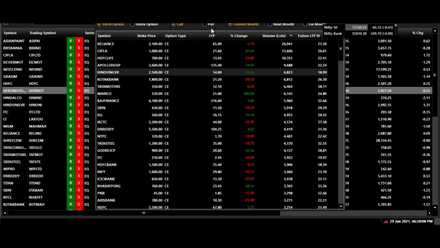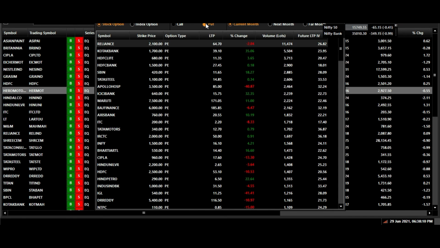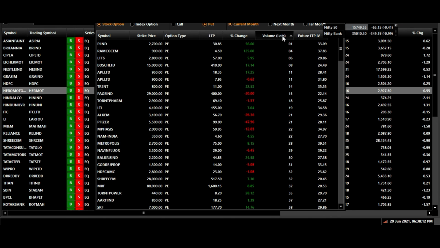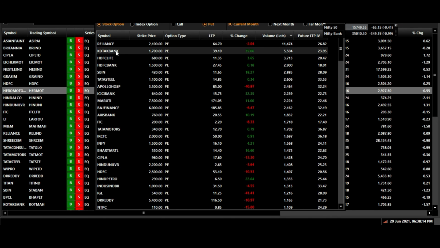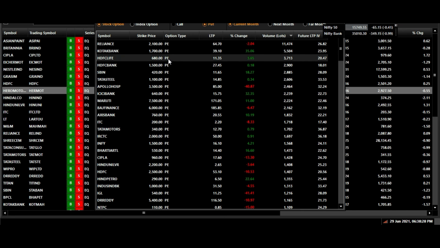So this is how you filter, as in you can go to again put descending order, and Kotak Bank puts increased, lots increased, price increased. That means Kotak Bank puts are in bullish mode. That means Kotak Bank might fall down a little more, right? You get to understand my view, right? I hope you all are with me on this.